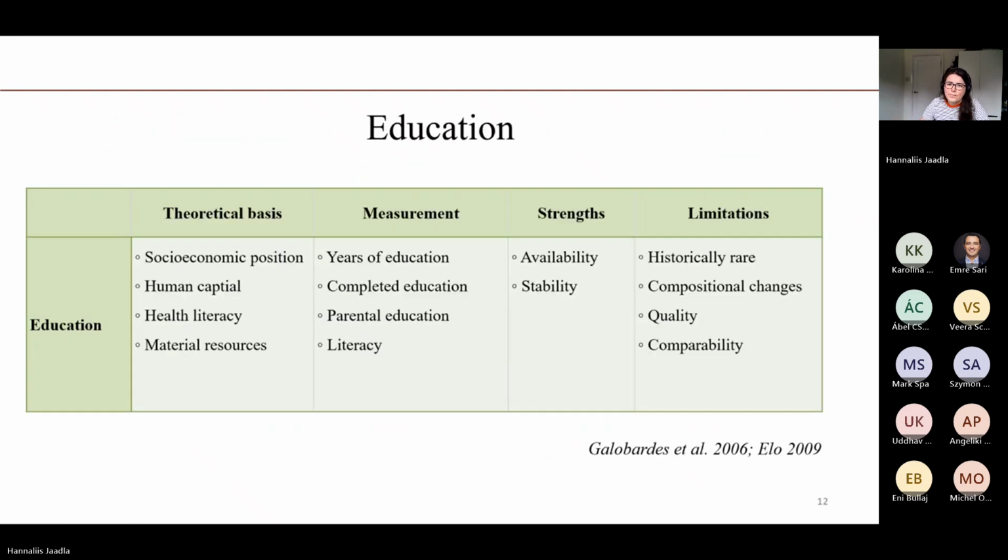Education. Education is interesting because I think this is the preferred measure of socioeconomic status in a lot of public health literature and in contemporary studies. Why do you think that is? What is something good about education? Yeah, Mark, you want to say something?